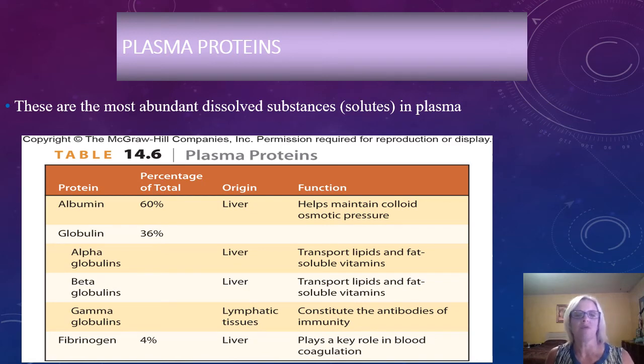Globulins are next, and we have three types. We've got alpha, beta, and gamma globulins. Globulins compose about 35 to 36% of plasma protein. These guys primarily transport lipids and fat-soluble vitamins, and if we look at gamma globulins, they also serve as antibodies for the immune system, so that's very important. Fibrinogen, while only a very small percentage at 4%, is made in the liver, but it is very important for coagulation. All right, so coagulation is part of clotting, so this is a very important component of our vascular system.